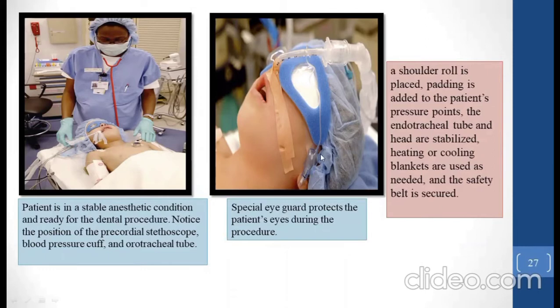The second picture shows that the special eye guards are used to protect the patient's eye during the procedure, and a shoulder roll is placed. Padding is added to the patient pressure point, and the endotracheal tube and heads are stabilized. Heating or a cooling blankets are used as needed, and the safety belt is secure.